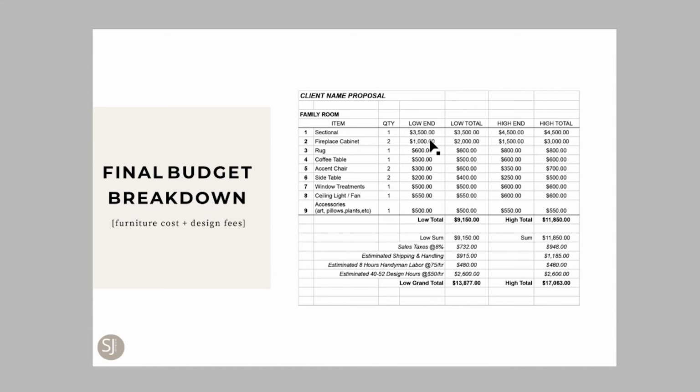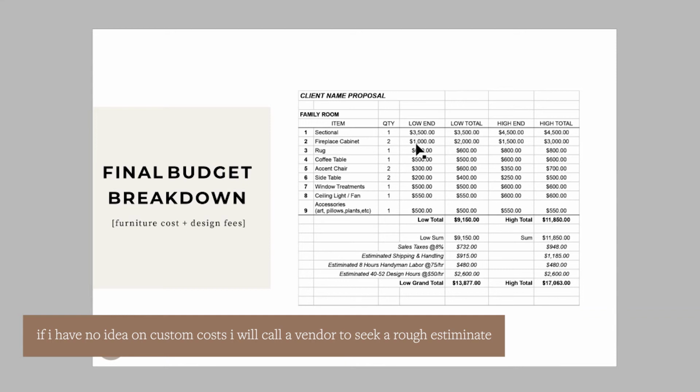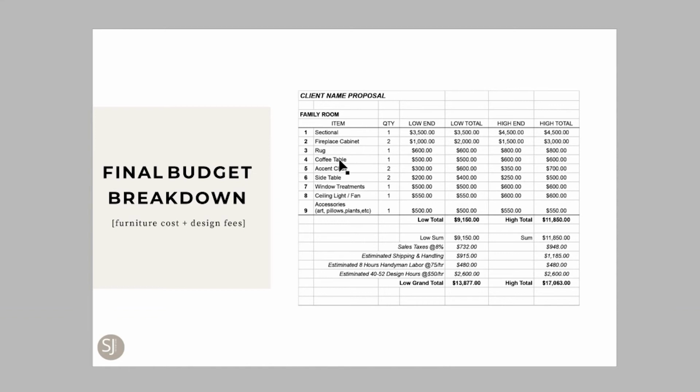So you have to add that in here and guess what the cost would be. Now you can call up some vendors before creating this proposal and ask them, hey, what are some average prices for a custom cabinet or something else that you're thinking about doing custom for the project? And I would aim higher for custom built items because they always tend to be a little bit more expensive than what you expect.